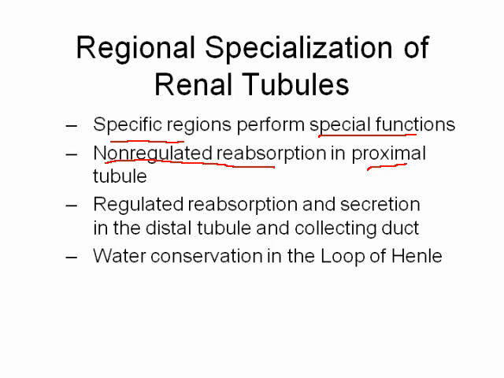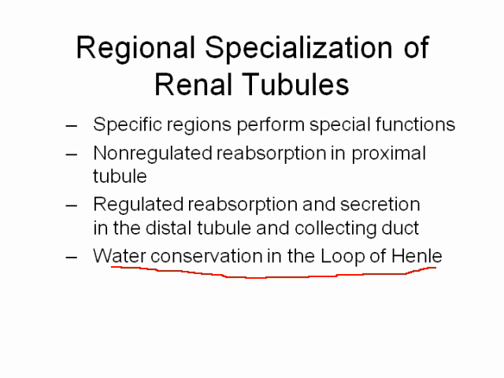There is non-regulated reabsorption in the proximal tubule, and there is regulated reabsorption and secretion in the distal tubule and in the collecting duct. And water conservation, and we'll see this in greater detail in the next lecture, water conservation in the loop of Henle. The loop of Henle is crucial for reabsorbing that 99% of the water. Any water that was not reabsorbed within the proximal tubule, most of it's going to get reabsorbed in the loop of Henle, and a little bit more is going to be reabsorbed in the distal tubule and collecting duct. But it's the loop of Henle that really is going to be taking out a great deal of water from the urine.